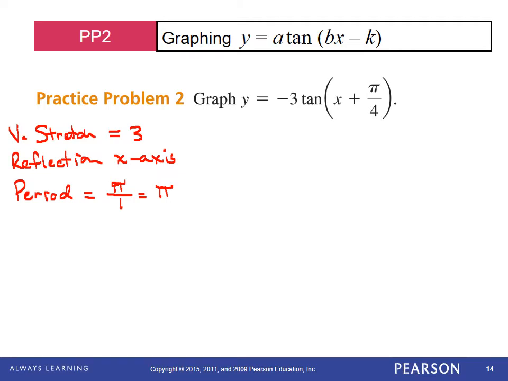Alright, time for the period. Period is going to be pi divided by this number in front of x. At this point, it's just going to be a 1. So the period is going to be pi. And then we have ourselves our phase shift. Phase shift is going to be the opposite of the number here. So it's going to be a phase shift of negative pi over 4.